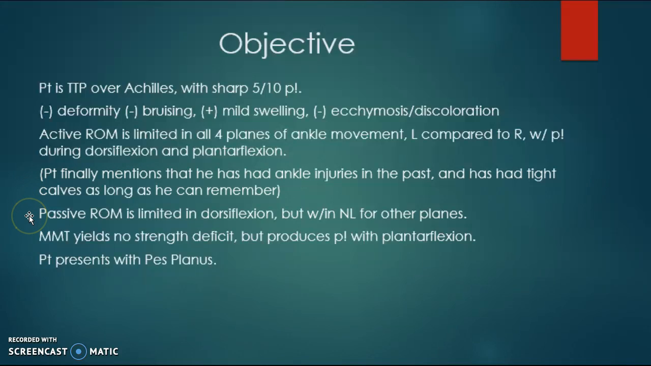His passive range of motion is limited in dorsiflexion, but within normal limits for all other planes, which tells me that it's not an obstruction in the joint causing the decrease in movement, but rather it's pain or a weakness of the muscles or possible swelling. Manual muscle testing or strength testing yields no strength deficit, but produces pain with plantar flexion, as is to be expected with Achilles tendonitis. Finally, the patient presents with pes planus or flat feet, which is known to be associated with Achilles tendonitis.